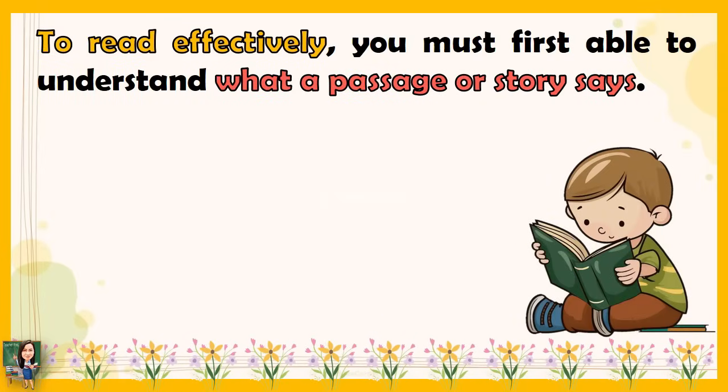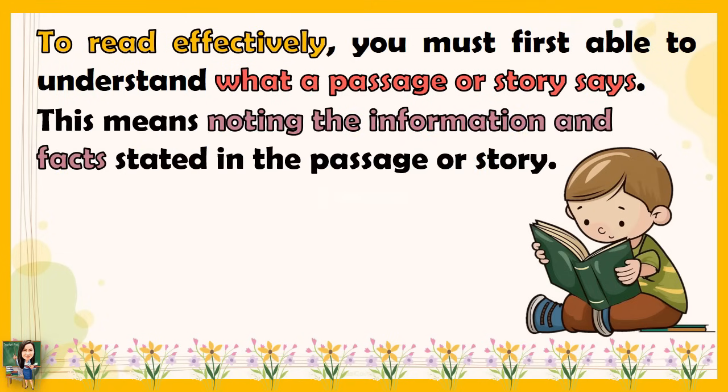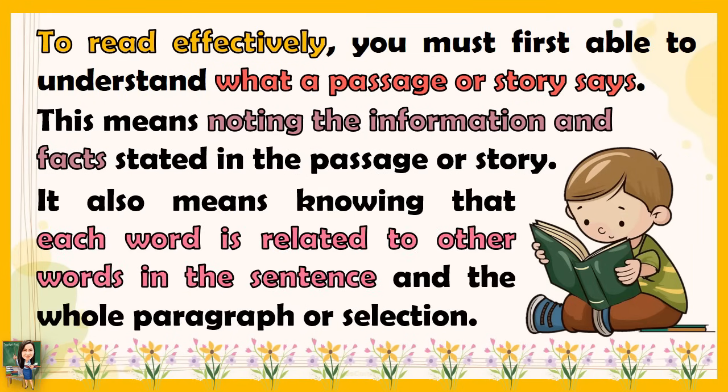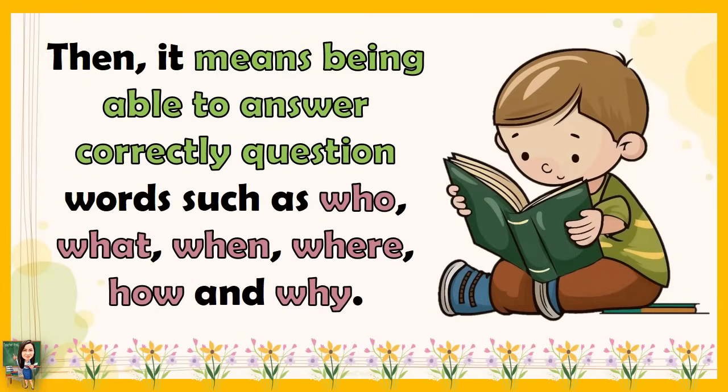To read effectively, you must first be able to understand what a passage or a story says. This means noting the information and facts stated in the passage or story. It also means knowing that each word is related to other words in the sentence and the whole paragraph or selection. Then, it means being able to answer correctly question words such as who, what, when, where, how, and why.